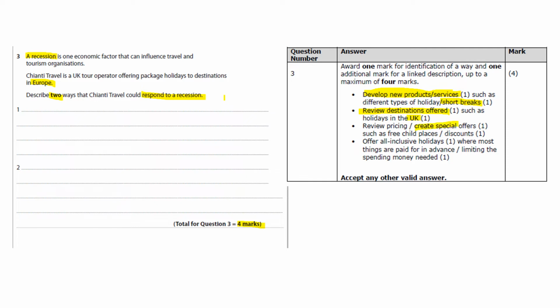It might be you create special offers, such as discounts, so that people who perhaps have less money can afford it. It might be you offer all-inclusive holidays, so that it limits the amount of money spent, making it cheaper for people going there. So it doesn't matter what you say, as long as you've got one idea developed and a second one developed. So stop the video here if you didn't get that. Many of you didn't. Use the answers there, put your answers down.